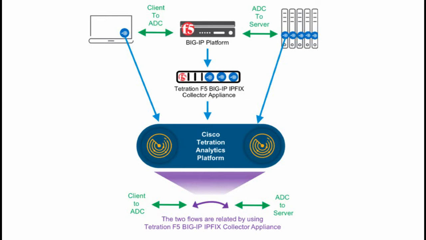Cisco Tetration is a platform that allows three main use cases. The first one is application insight. It allows to have a full visibility and discovery on applications inventory, as well as mapping all application dependencies.